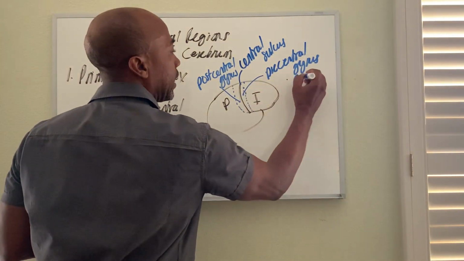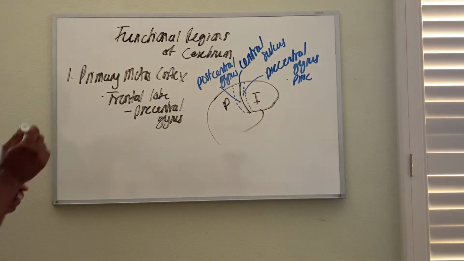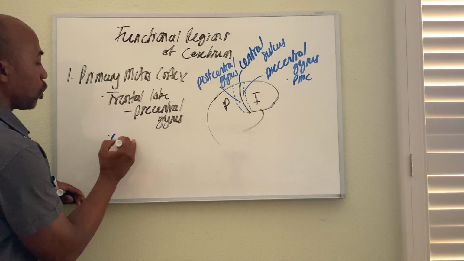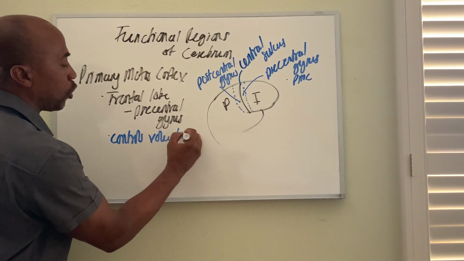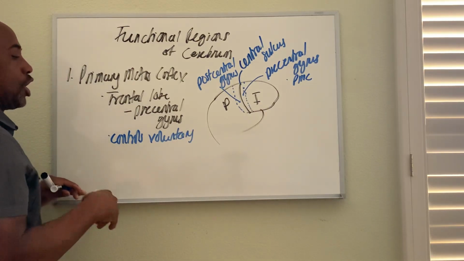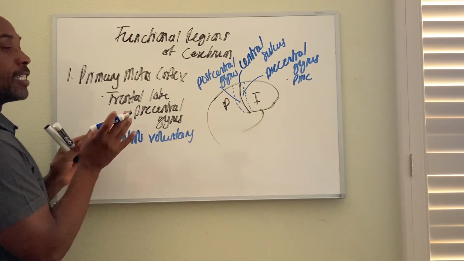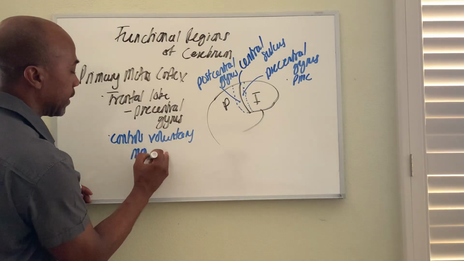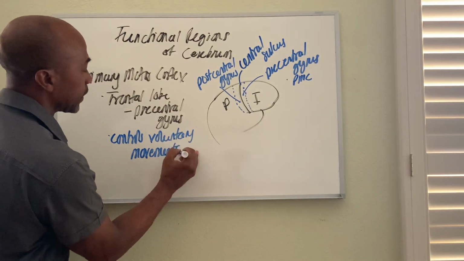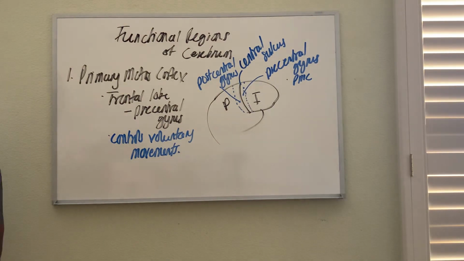Your PMC occupies the precentral gyrus, and this is the area that controls your voluntary movement. It controls, for example, your biceps, your brachialis muscle. All of your skeletal muscles are controlled from here. This is where the command comes from. So that is the primary motor cortex in the frontal lobe, specifically in the precentral gyrus.